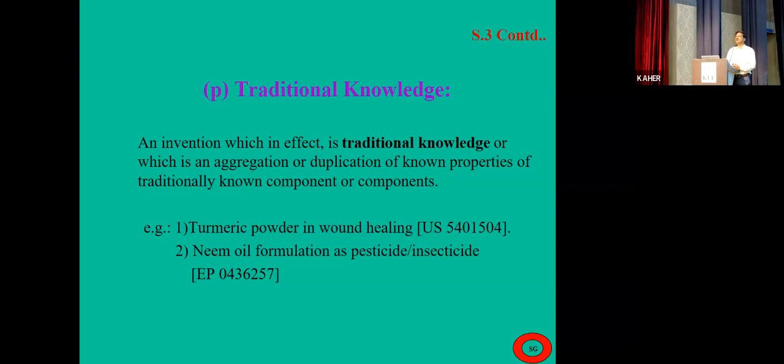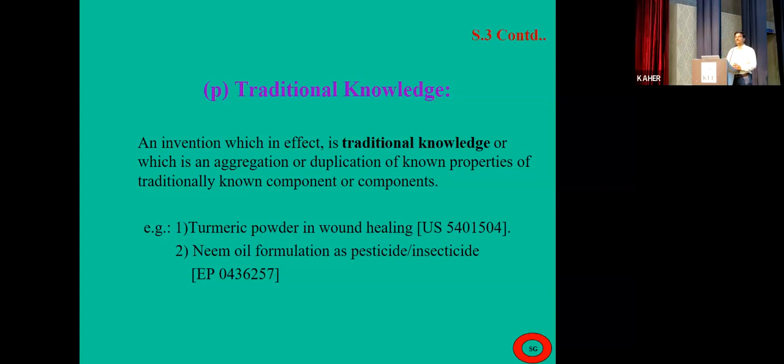So the claim is revoked for that, but the patent still exists for the 0.9% neem mix, that is coconut oil plus turmeric, 0.9% turmeric powder. So that patent exists, but the claim for the use of turmeric powder for wound healing is revoked. And the second case, the European patent which was granted for a neem oil formulation as a pesticide or insecticide, that grant was completely revoked.